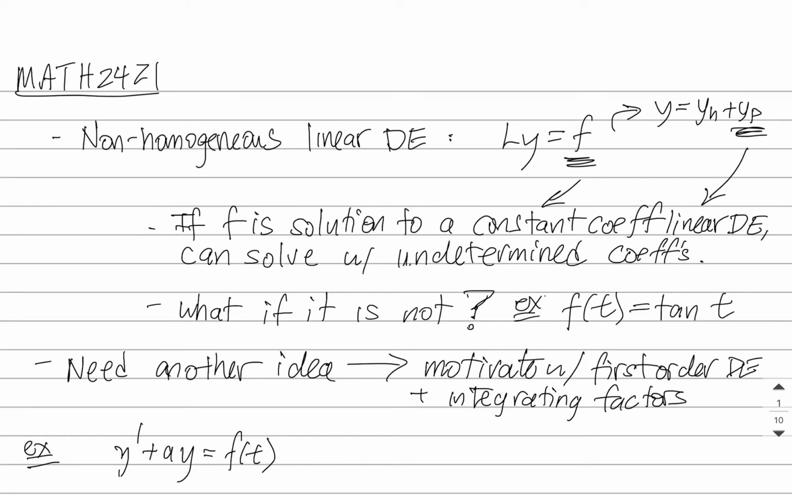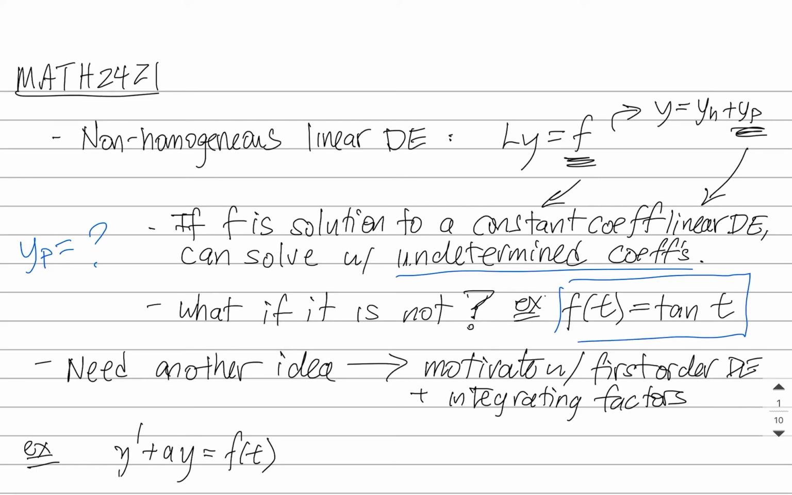We're going to consider a non-homogeneous linear differential equation written very generally as Ly equals f. If f, the thing on the right-hand side, is a function that corresponds to a solution to some constant coefficient linear differential equation, then we can solve it with undetermined coefficients. What happens if your right-hand side is not a form of a differential equation solution?